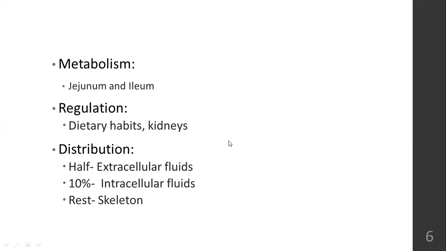And distribution. Half of the sodium that your body takes in is found in all the extracellular fluid, like your blood, serum, plasma, okay? Interstitial fluid, the fluid which is there in between the cells, not inside the cells, okay? So that becomes the extracellular fluid. 10% of it is found inside the cells, and the remaining will be deposited in your skeletal system. That is how sodium is distributed throughout your body.